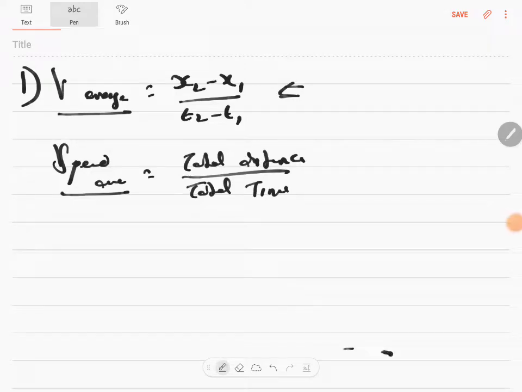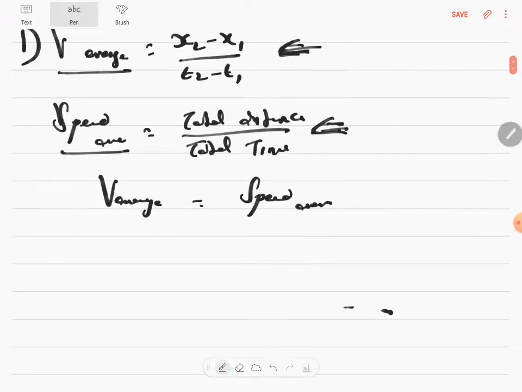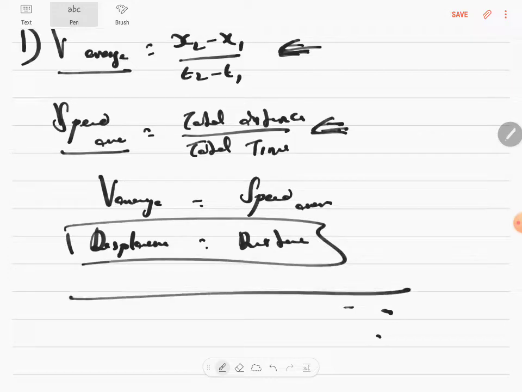So the average velocity formula is x2 minus x1 by t2 minus t1. The average speed formula is total distance by total time taken. When will the average velocity be equal to the average speed? That will happen only when the displacement vector is equal to the distance itself, and this can happen only when the object is moving along a straight line.